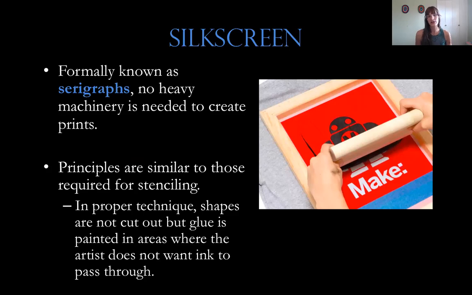But first, let's talk about his process. He did primarily silkscreen, formerly known as serigraph. There's no heavy machinery that's really needed to make a print. So you can see here on this image, you can make a print on a t-shirt or whatever using silkscreen, and it can be a very manual process as well.